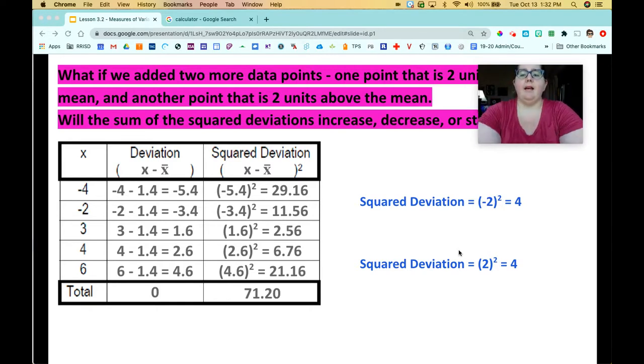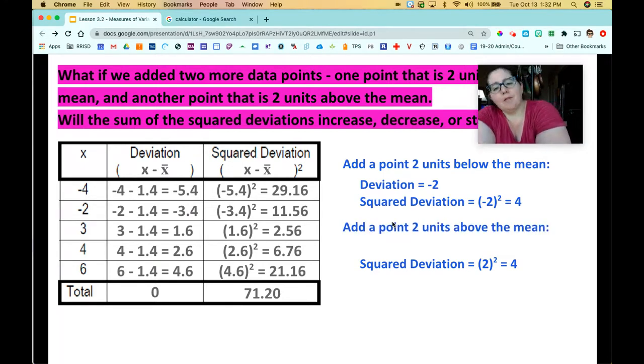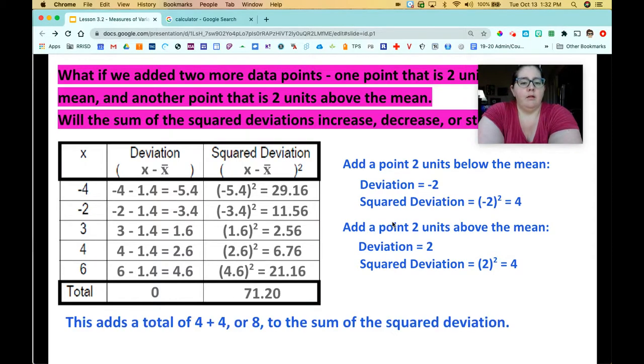Thinking about that, if I add a point that's 2 units below the mean, its deviation would be -2. When I do that number minus the mean, I'm going to get -2. And so that squared deviation would be -2 squared, which is 4. For a point 2 units above the mean, its deviation will be 2, and then 2 squared, my squared deviation, would be 4. So that's going to add a total of 4 plus 4, or 8, to the sum of the squared deviations.